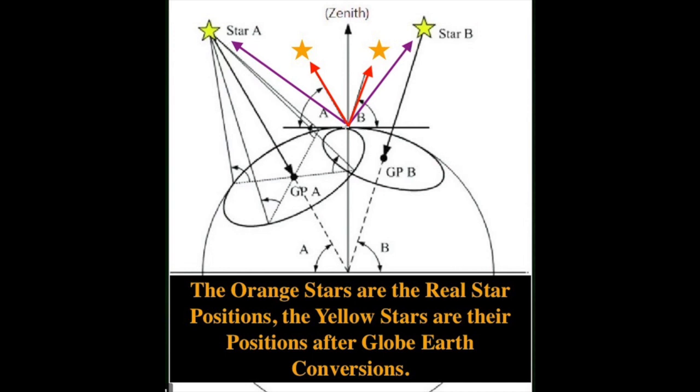Arrows here. So the actual angle to the stars they have are these two red lines. But when you start using the center of a globe Earth, you start pre-assuming stuff, then the angle to their angle to the stars change. So they don't have those angles anymore.